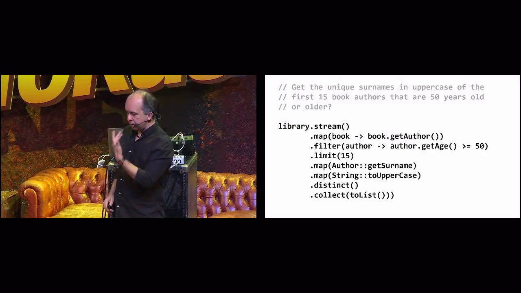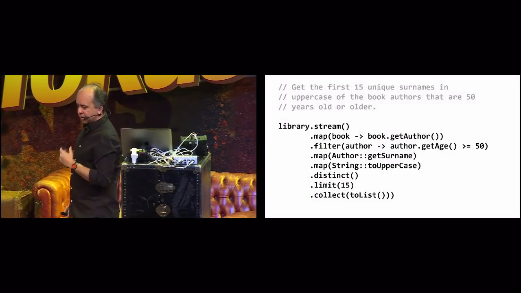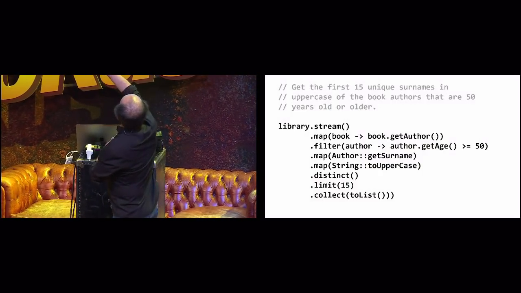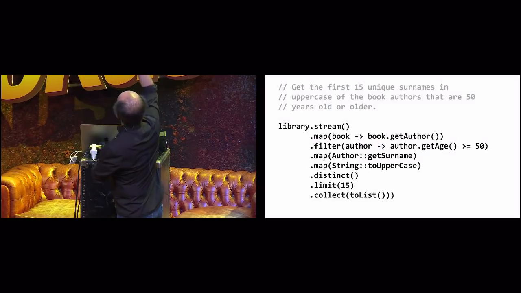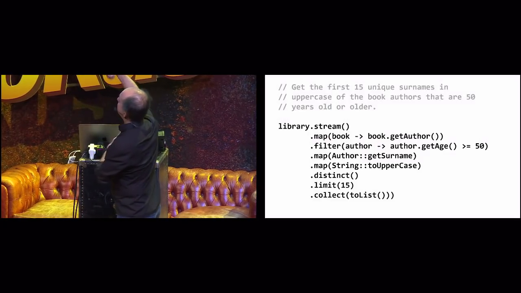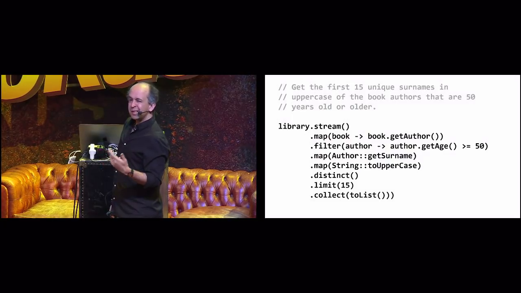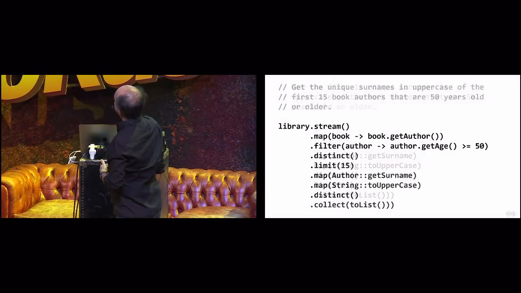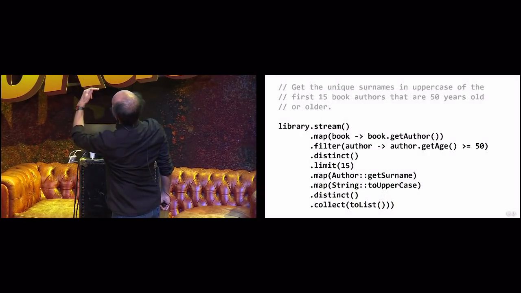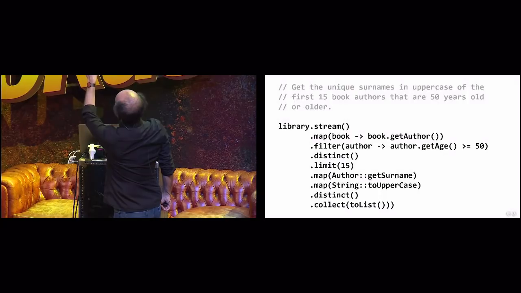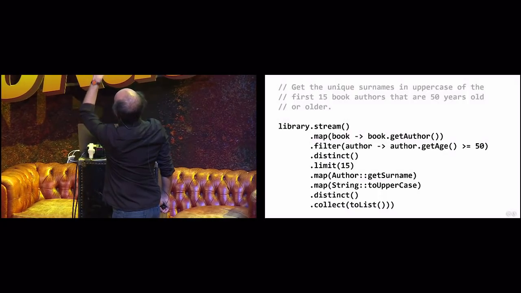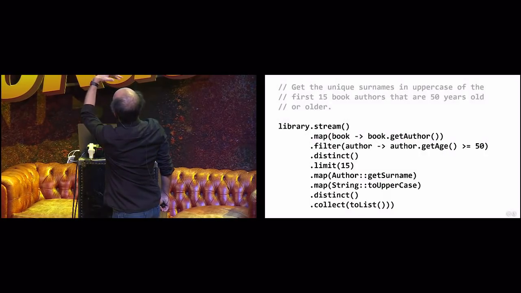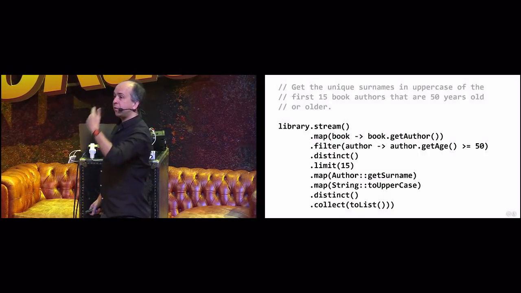So then they incorrected it to this, which gets the first 15 unique surnames in uppercase of the book authors that are 50 years old or older. So we've got the same mapping, the same filtering, then we get the surname, shift it to uppercase, uniquify it, and bound it to 15. Unfortunately, that's the first 15 unique surnames that we encounter. That's not quite right. It turns out that to get it right, you have to uniquify it in two places. Get the unique authors. We could actually move that up if we wanted. That makes no difference to the outcome. Limit it to 15, get the surname, shift to uppercase, now uniquify it. Now it finally meets the spec.